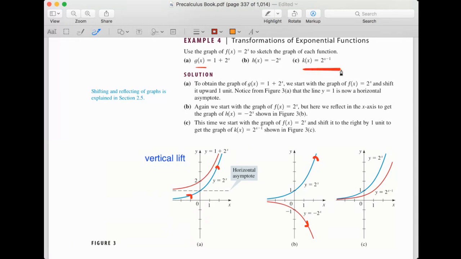Let's see the third: 2 raised by x minus 1. Well, let's rewrite this function actually. If we rewrite it, that's 2 raised by x times 2 raised by negative 1. What's 2 raised by negative 1? That's a half, isn't it? That's a half of 2 raised by x.